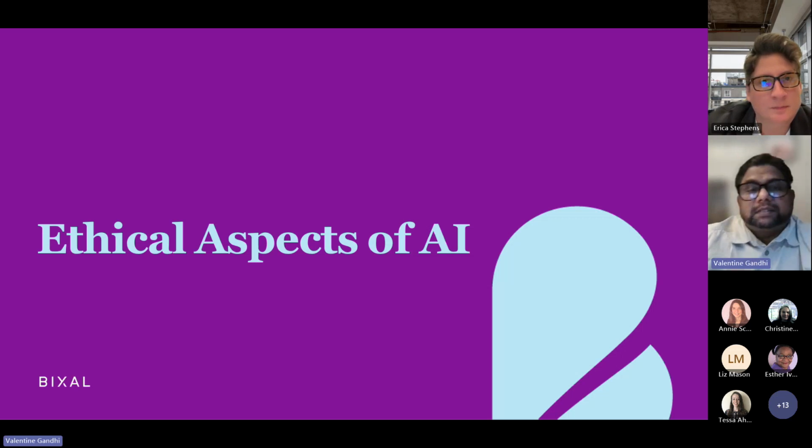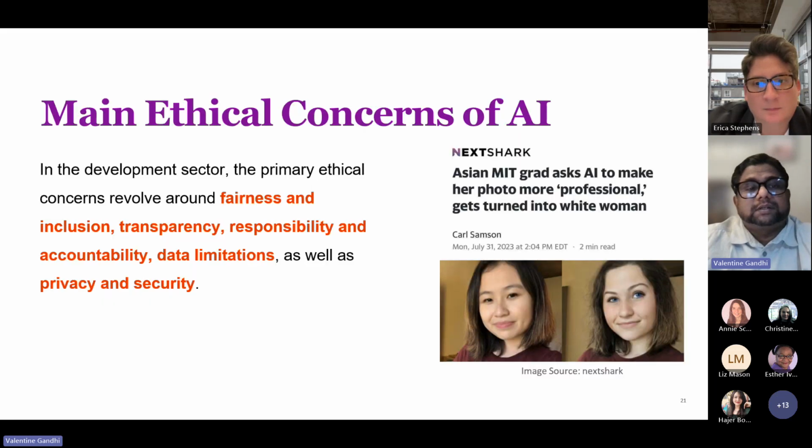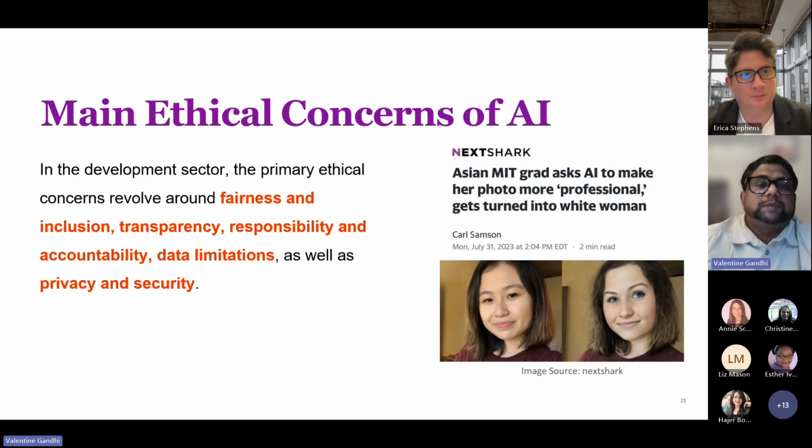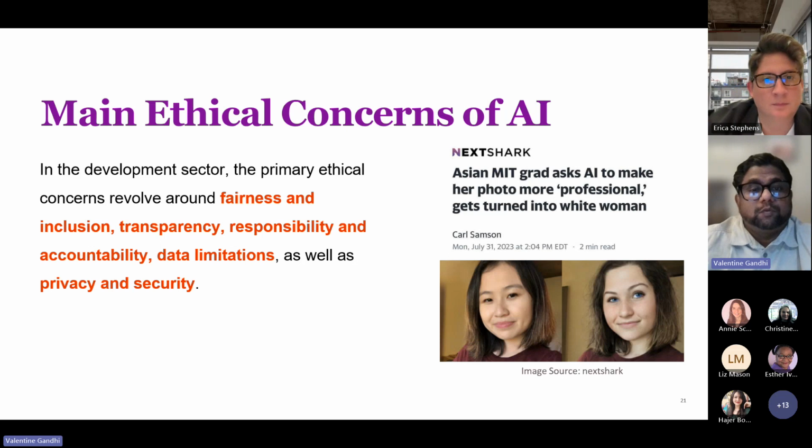So with all the fancy technology and the possibilities, there are also challenges that we need to consider. The main ethical concerns of AI always revolve around fairness, inclusion, transparency, responsibility, accountability, limitations of data, and privacy and security. In some cases, in some countries, even the infrastructure for deploying some of these resources. This is an actual news article I found where an MIT grad asked AI to make her photo more professional, but it turned her into a white woman, because somebody who coded the algorithm actually believes only a white woman with blue eyes is professional and everybody else is not.